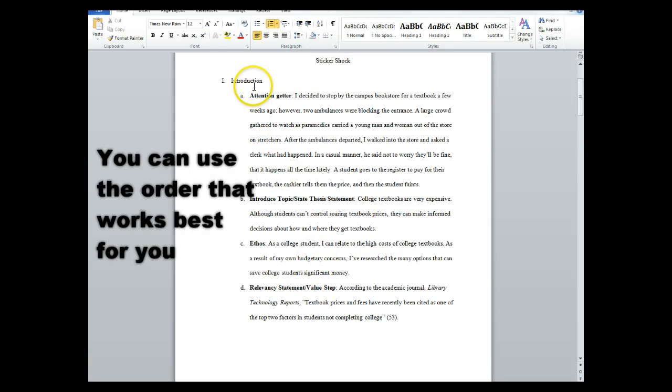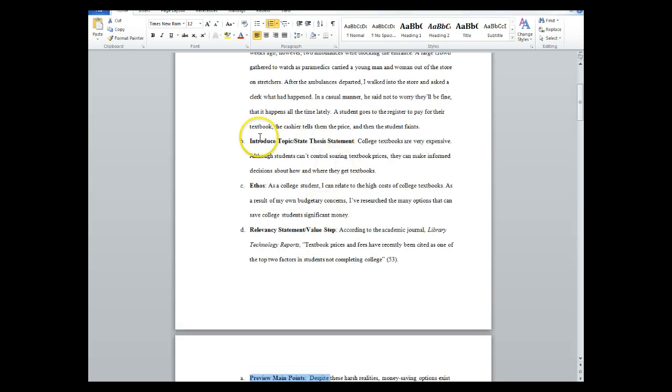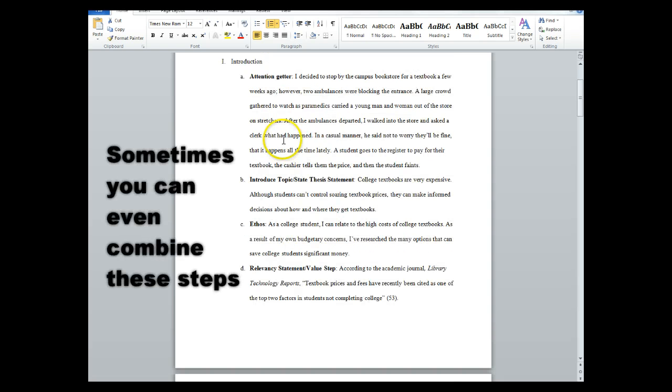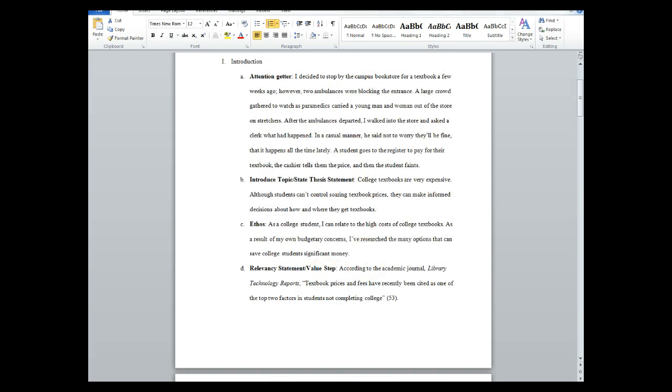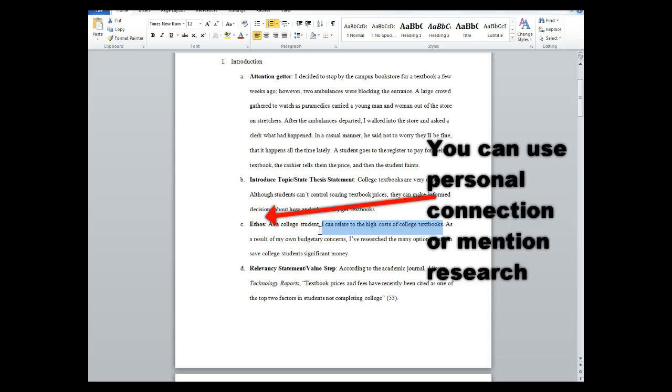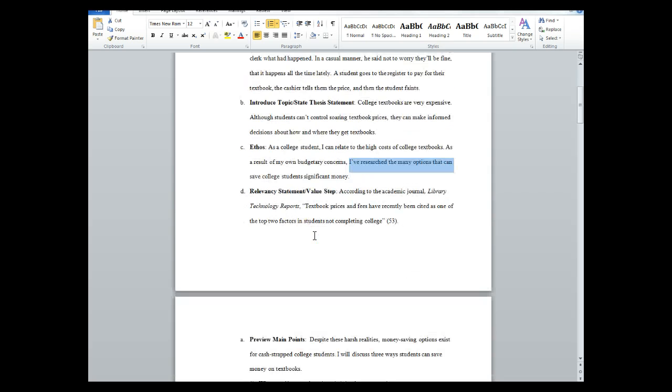What I would recommend, however, is you do start with the attention getter and you do end with the preview. But how you organize this, so if you wanted to move your thesis up here, have your ethos right here, that's fine. You don't have to move these in any particular order. It's just typically it's best to start with your attention getter and then to end by telling us where you're going to be going. So ethos, remember, this is your credibility. So he's saying he can relate, obviously because he's a college student, so that's a personal connection. But he also does the second thing I mentioned, which is talk about his research. You don't have to do both, just one of these will suffice.